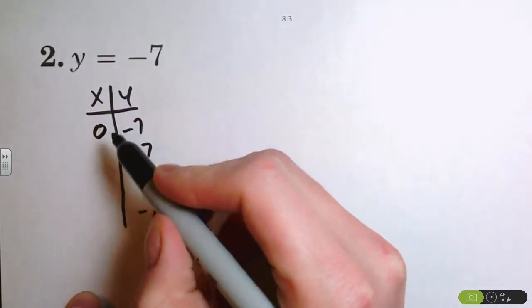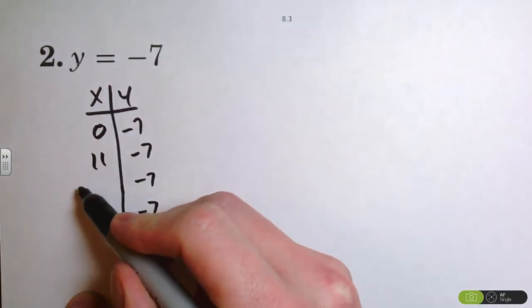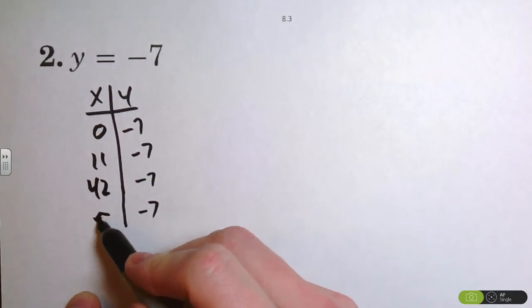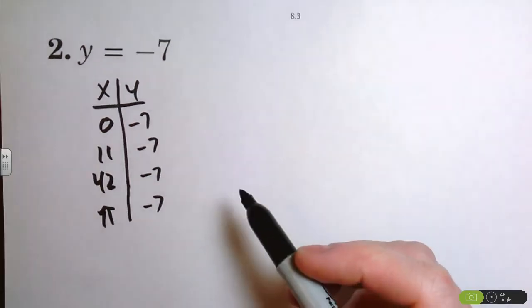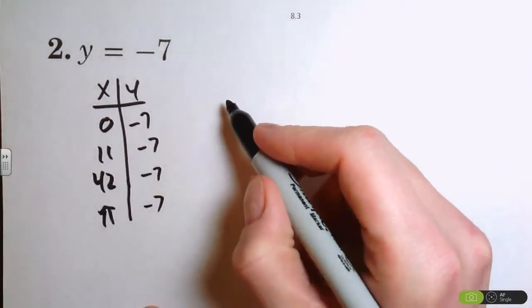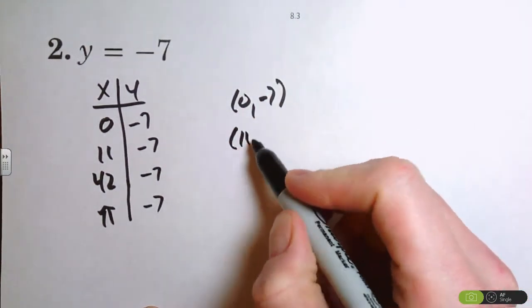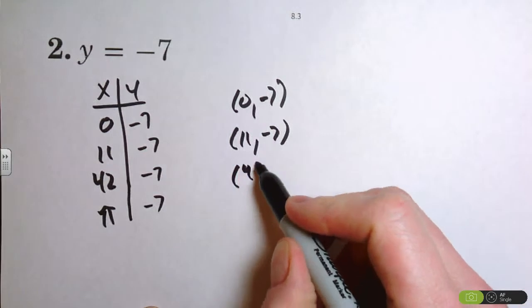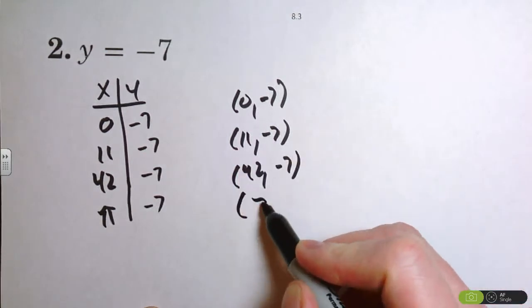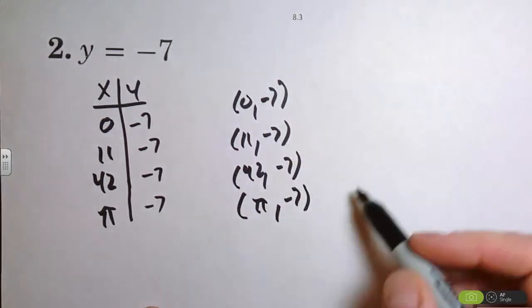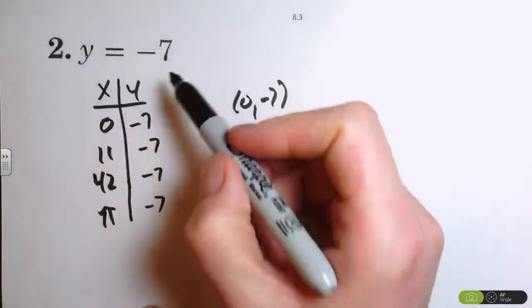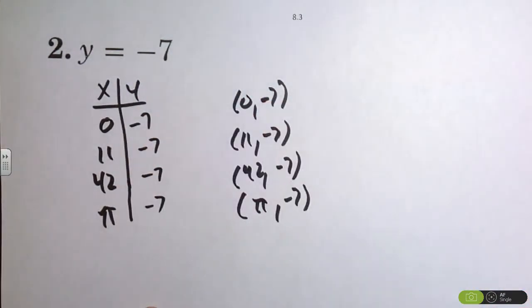It could be 0, it could be 11, it could be 42, it could be even, heck, the number pi. It could be literally anything, as long as it's an ordered pair that has a y of -7. So any of those are perfectly fine, as long as they make y equal -7, which all four do.